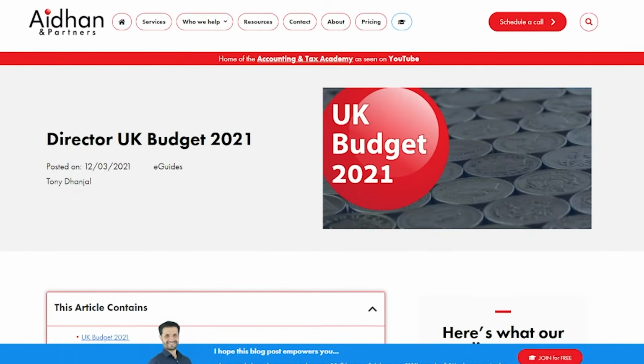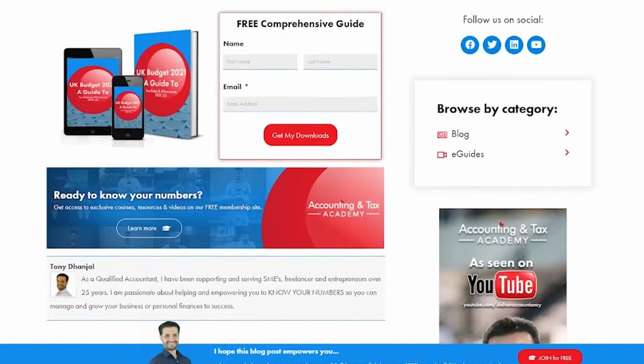For a reminder of the current income tax bands, rates and allowances, download our comprehensive guide that we will be referring to. As always, this concept is best explained with an example.